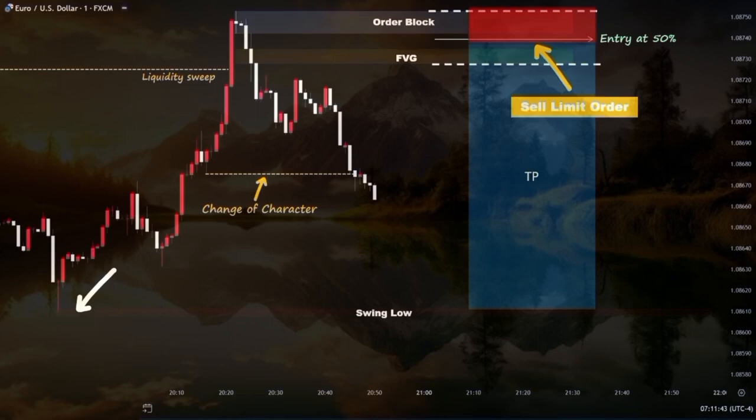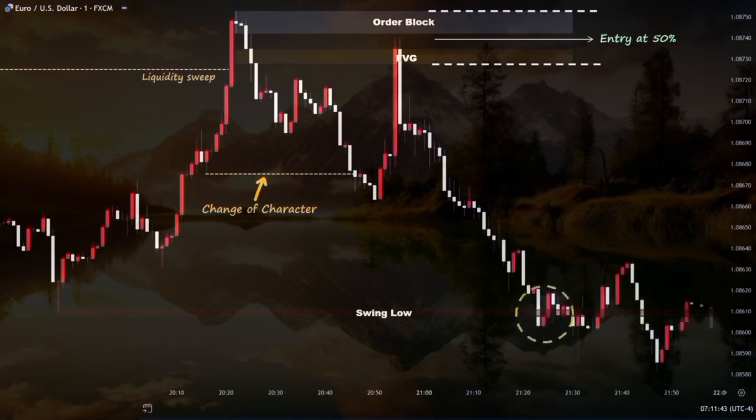Now we must monitor the market closely and let the trade unfold. According to our analysis, our sell order has been activated and we are officially in the market. As anticipated, the price moved downward after the activation of the sell limit order, eventually reaching our take profit target.